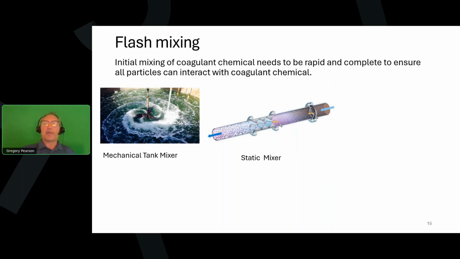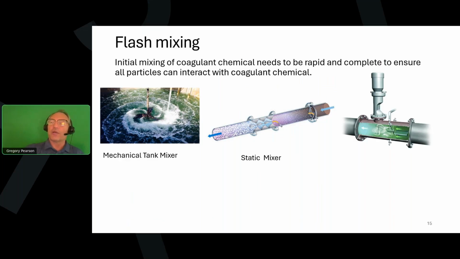This is an example of a static mixer where the mixer is not actually moving. It's just a shape within the pipe, and it causes the water to change direction multiple times within the pipe. And the last example here is a mechanical inline mixer where the coagulant is being injected just upstream of the mixer in a pipe. The static and the mechanical inline mixers are probably better for making sure you have a complete mix. Although the disadvantage is you can't necessarily see inside there to see what's going on, where the mechanical mixer you could.